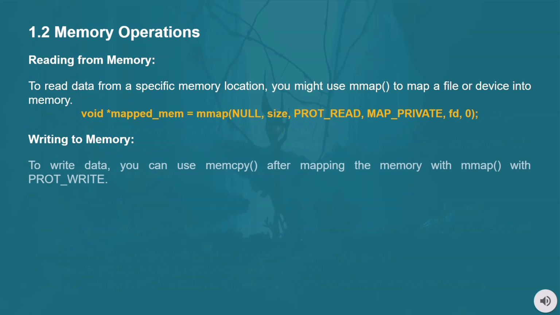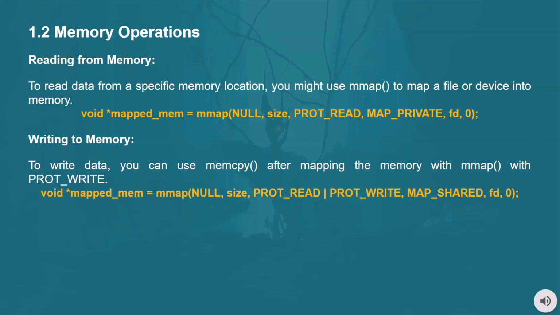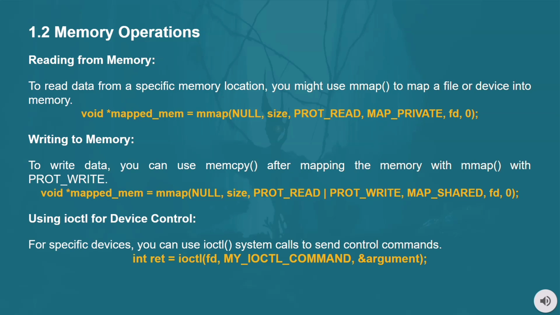Memory operations can be performed using system calls like mmap for reading and writing, memcpy for data transfer, ioctl for device control, and accessing physical memory directly through /dev/mem with caution.